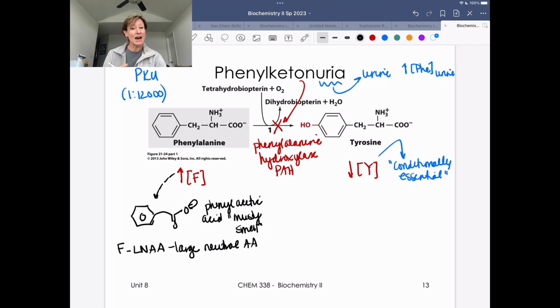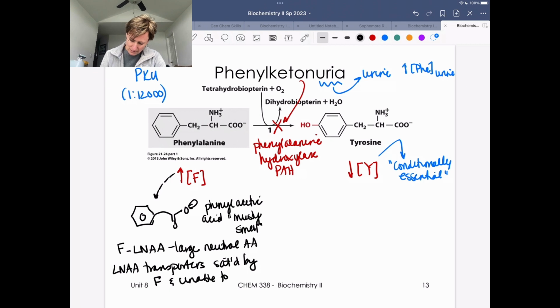So having high concentrations of phenylalanine, your large neutral amino acid transporters are going to become saturated by phenylalanine and unable to transport others. And specifically, we're going to be referring to tyrosine. We're going to see in our next half here why that's important.